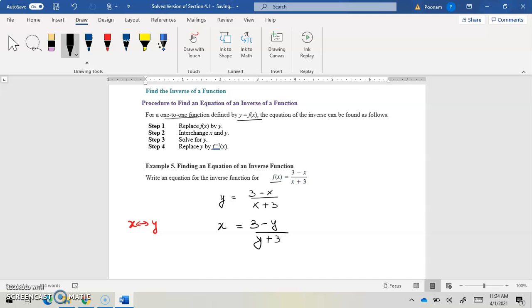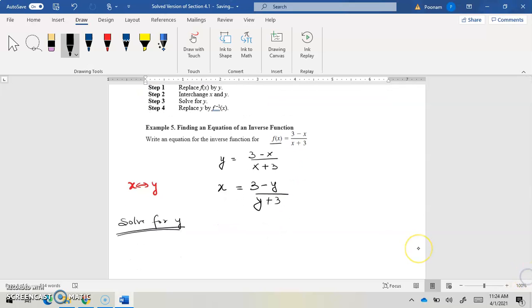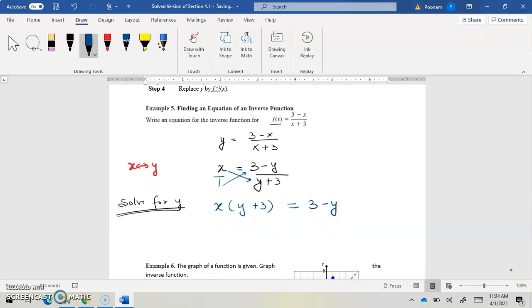Step 3, solve for y. So we have to solve for y from this given equation, meaning now this is an expression: x is equal to 3 minus y divided by y plus 3. We need to solve for y. So that means simplify the equation and find y, isolate y. So I'm going to write this as x by 1 and cross multiply. That would get me this. My goal is to isolate y. y is on both sides.